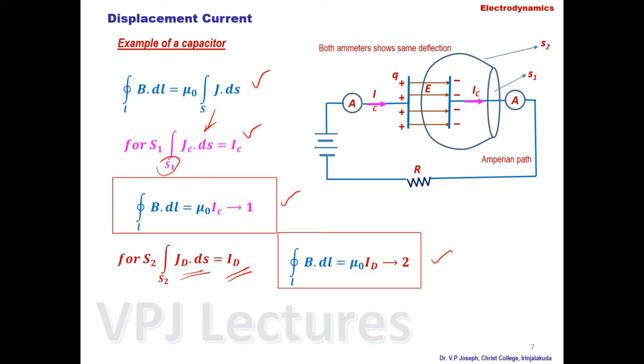So comparing equation 1 and 2, the left hand sides are same. The line integral of B dot dl is evaluated for the same loop, and on the right hand side we get mu 0 IC is equal to mu 0 ID. So that proves that IC is equal to ID.